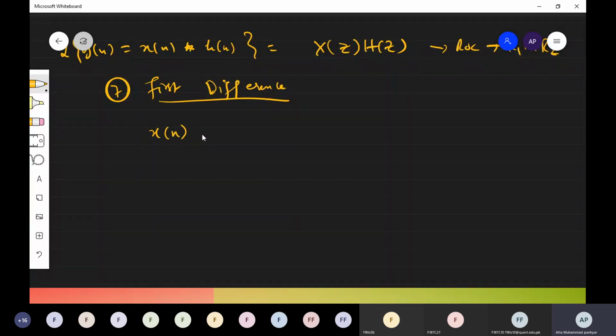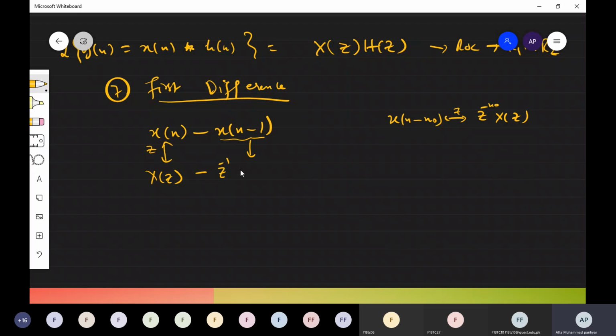For example, this is called first difference, and if the z transform of this signal is X of z, then what must be the z transform of this signal? You can see there is a shift of 1, right? n naught is now 1. If you remember, x of n minus n naught has z transform z power minus n naught X of z, and now n naught is 1, so this must be equal to z power minus 1 X of z, right?